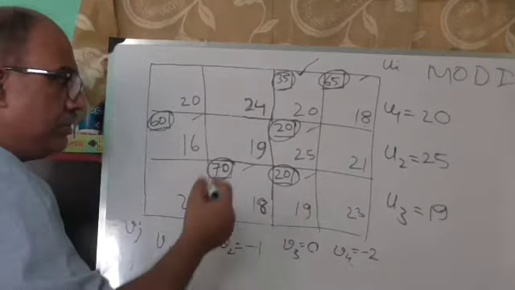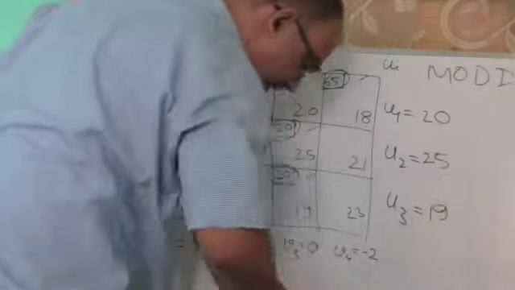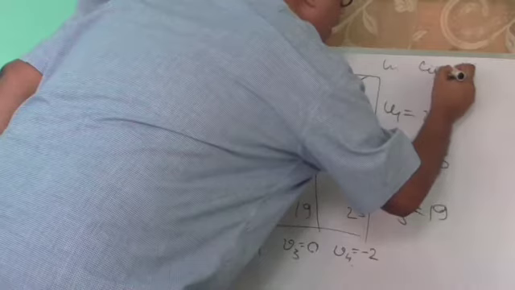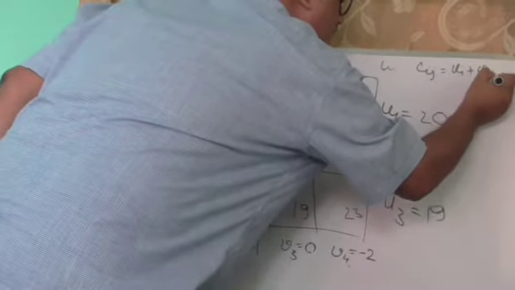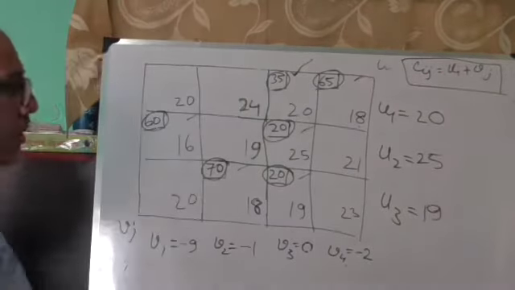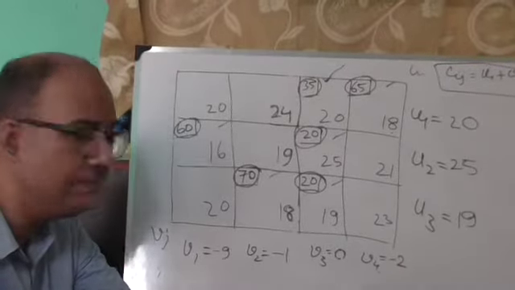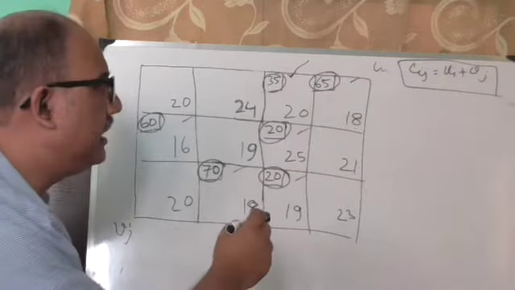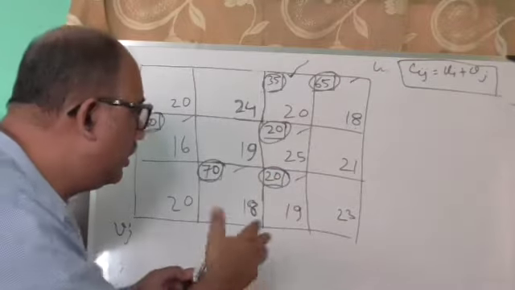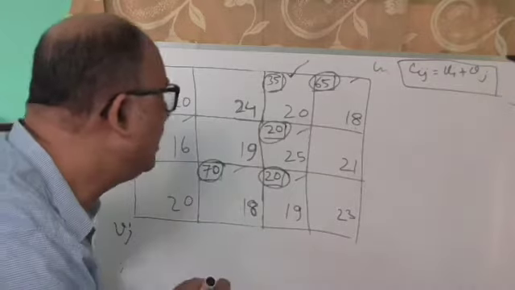So by using that particular formula, for allocated cells, Cij is equal to Ui plus Vj. From this formula, we can calculate all the values of Ui and Vj. As I have said, I will calculate again to make the formula more understandable. So again we will calculate Ui and Vj using the same formula.